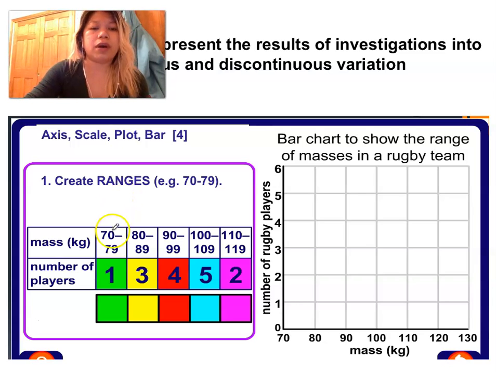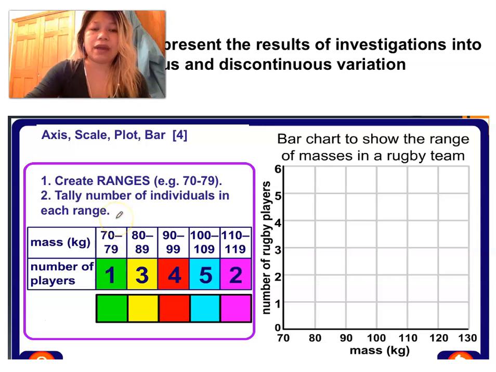Okay, so I'm going to make a range of, let's say, 70 to 79, then 80 to 89, 90 to 99, etc. You notice the numbers do not overlap. You're not going to have 70 to 80 and then 80 to 89, because if there's a couple of individuals who are 80 kilograms in weight, how would you know which range to place them in? Okay, after you do that, you're going to tally up the numbers and place them in each of those ranges.